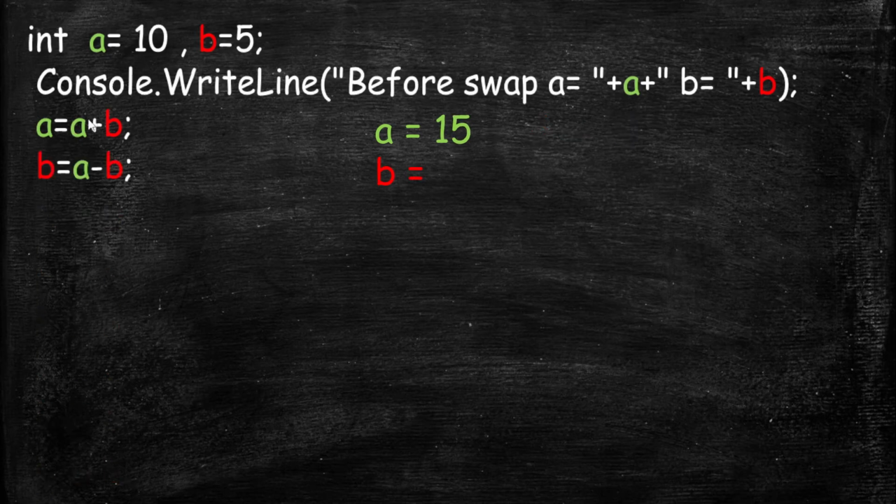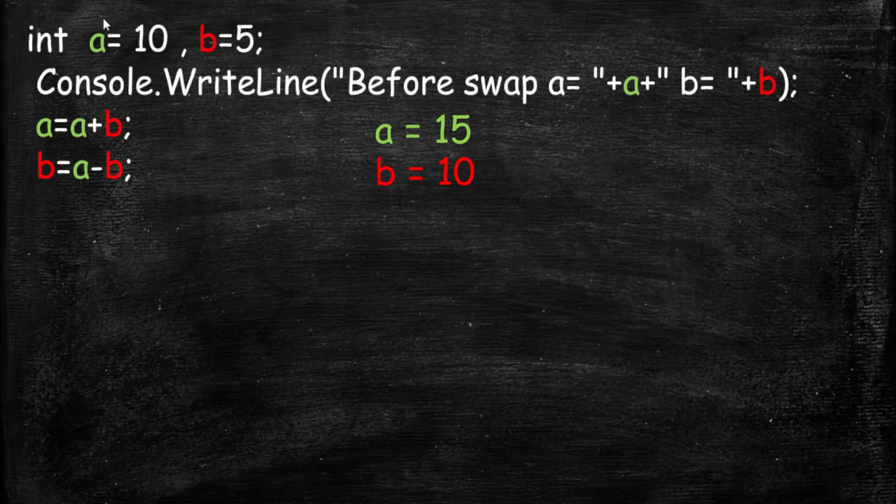Then A minus B. So our A has become 15 minus B, which is 5. So 15 minus 5 gives us 10. So our B has become 10.